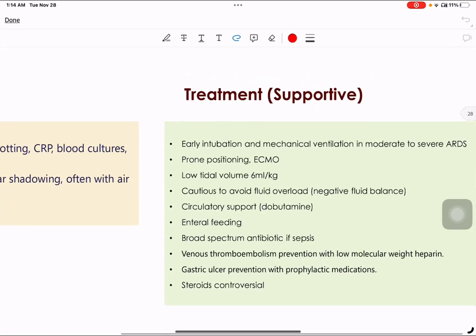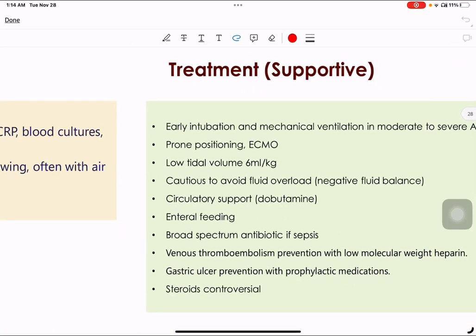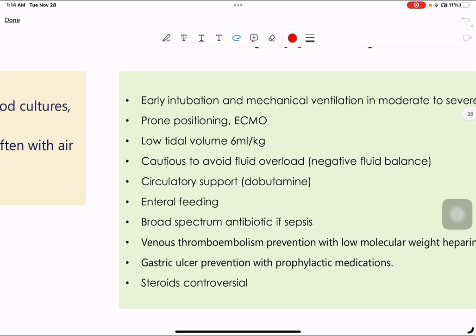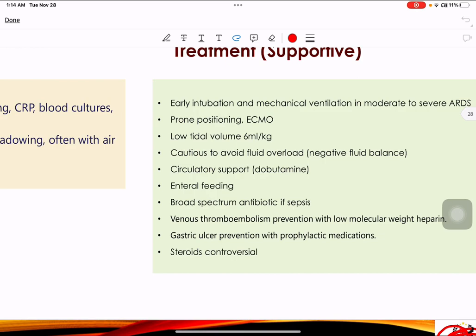In acute respiratory distress syndrome, what is the treatment? There may be a need for early intubation and mechanical ventilation. In moderate to severe ARDS, prone position ventilation or ECMO may be required. The tidal volume should be low and the PEEP should be high: high PEEP, low tidal volume. Prone position ventilation, ECMO. So these are the things we need to monitor during mechanical ventilation.